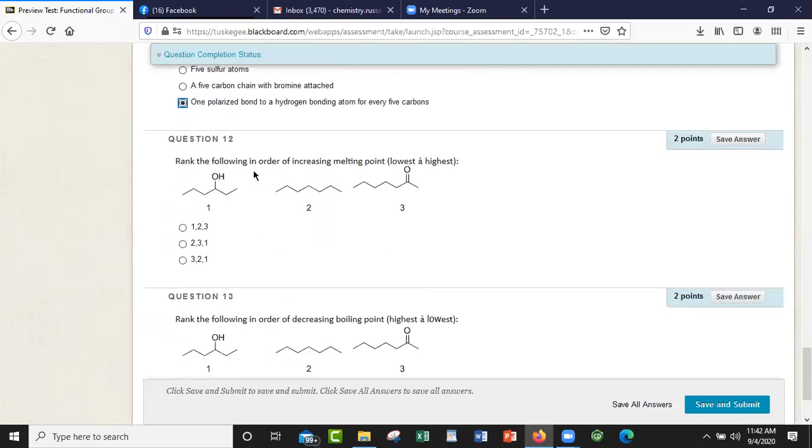All right, it says rank in order of increase in melting point. What are you looking for when you're comparing physical properties? Anybody? What are we comparing when we compare physical properties? Aren't we comparing intermolecular forces? Go ahead, who was that? The bonds are right. If we compare. Come on. The interactions.